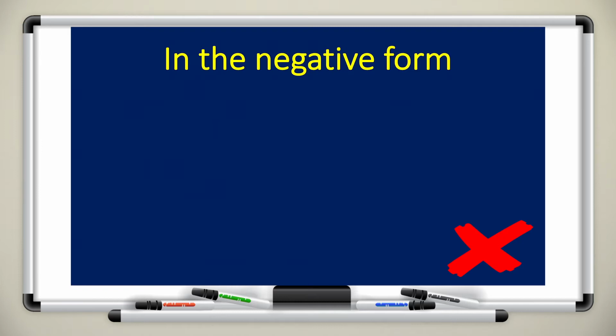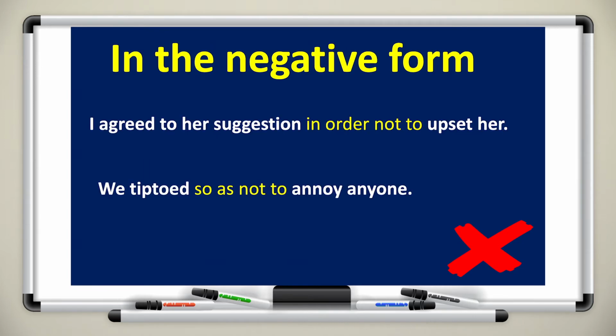Simple. We simply add not in the middle, just before the word to. So if we want to say the sentence, I agreed to her suggestion so as not to upset her. Instead of saying so as to, we'll simply add the not in the middle and we'll say so as not to upset her. We tiptoed so as not to annoy anyone. Very simple. Simply add the word not before the word to.